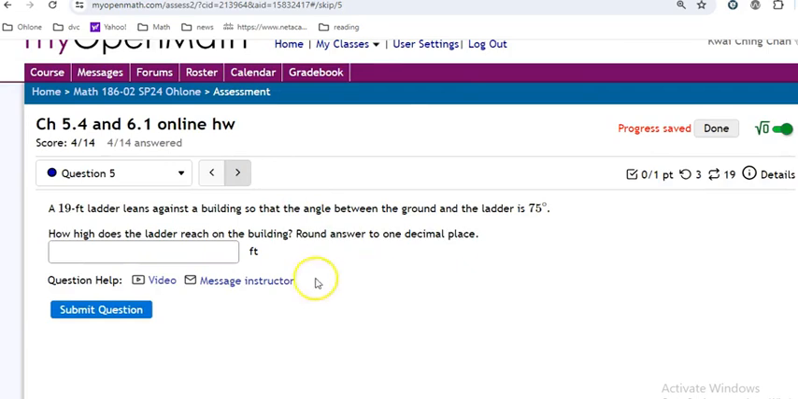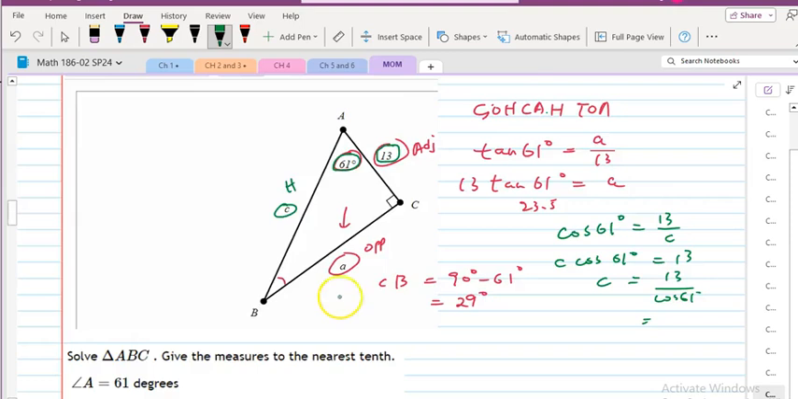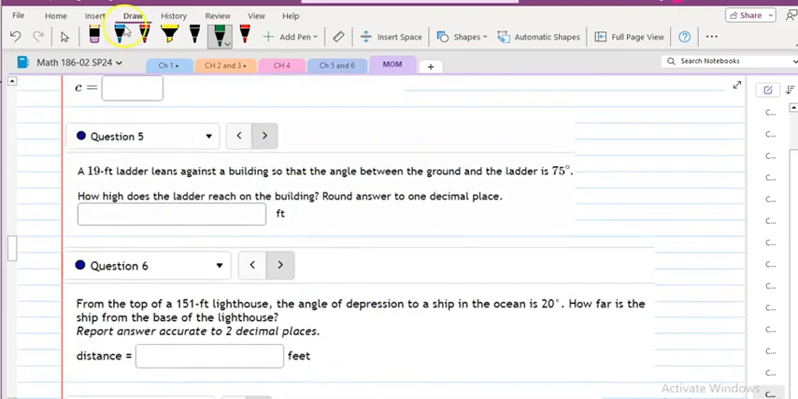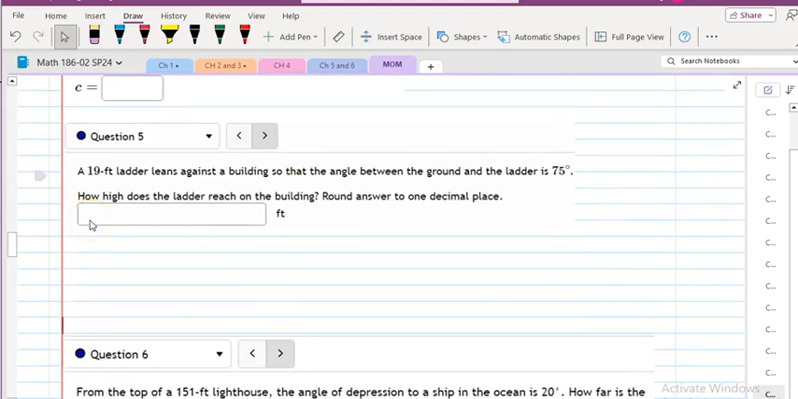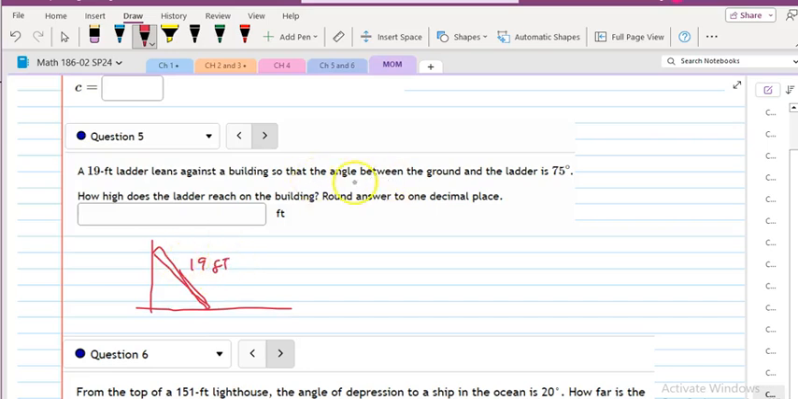Question 4 is a word problem. So word problem, we draw a picture. So this is about a ladder. So a 19 feet ladder leans against a building. We know the length of it is 19, so that the angle between the ground and the ladder is 75. So this is 75. How high does the ladder reach? So this, what is this? X. Answer to one decimal place.